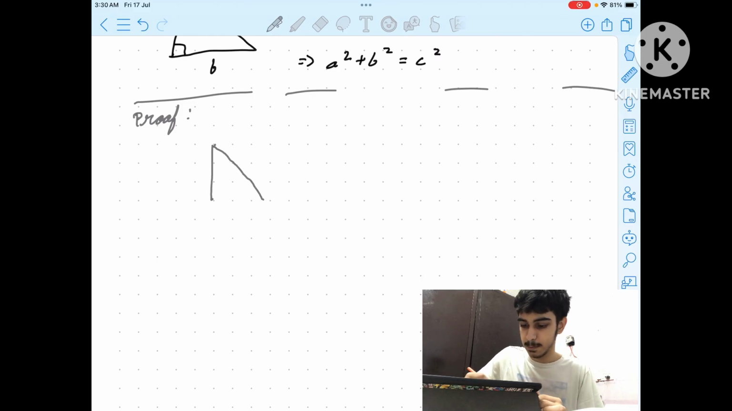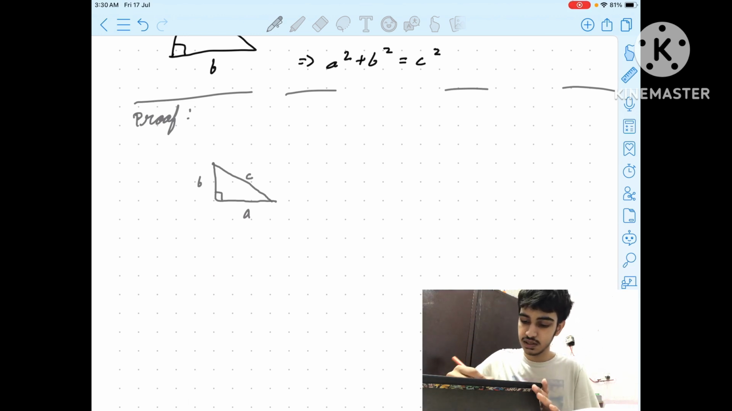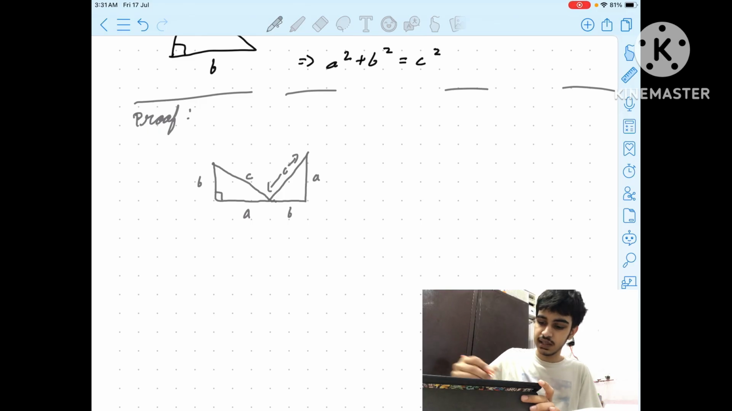Let me do it again. Let's create this right angle and let's name this A, B and C side, and we will create the same right angle but the sides will be flipped. So like this side will be B and this will be A and the hypotenuse remains the same. And let's connect these 2 points.